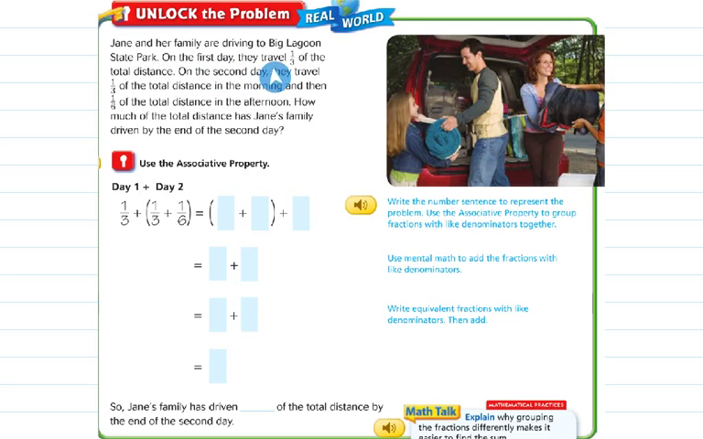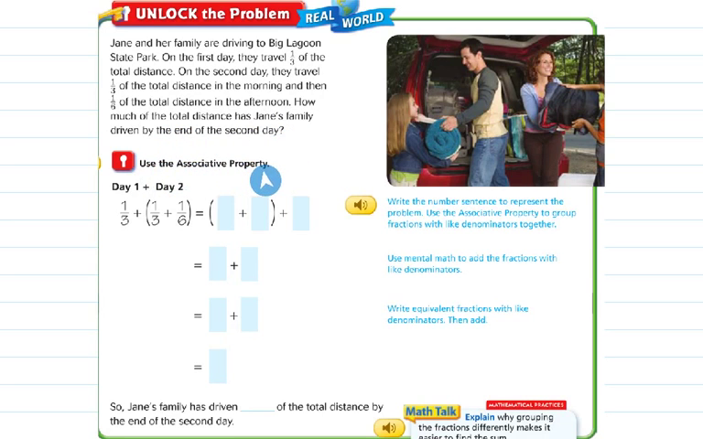On the first day, they travel 1/3 of the total distance. On the second day, they travel 1/3 of the total distance in the morning, and then 1/6 of the total distance in the afternoon. How much of the total distance has Jane's family driven by the end of the day?